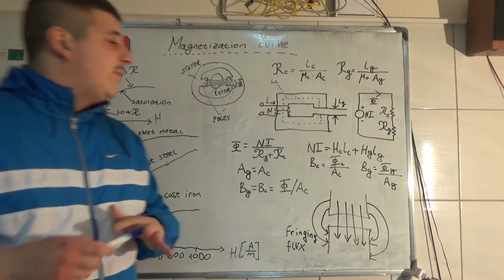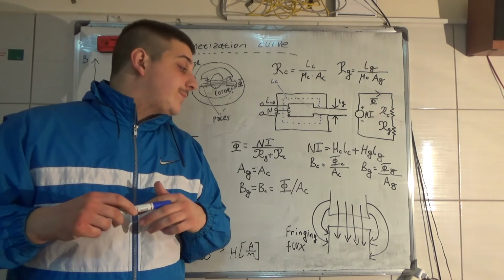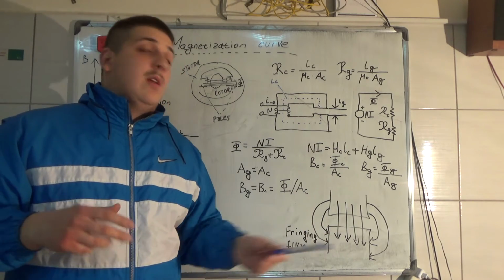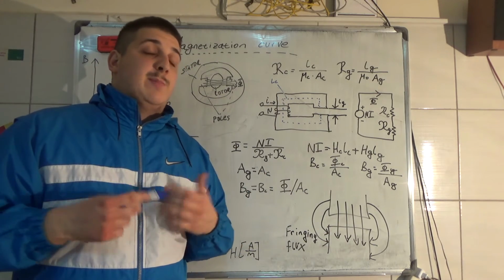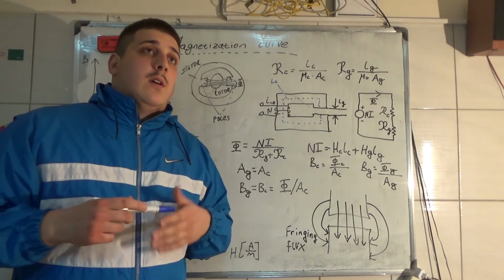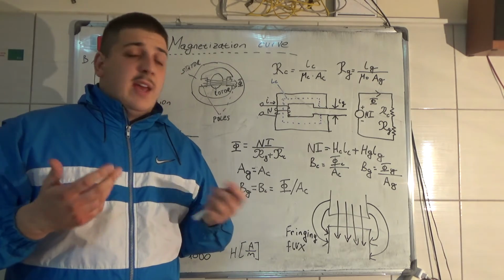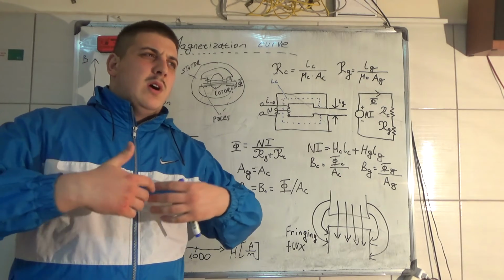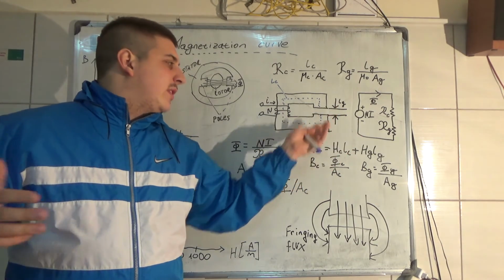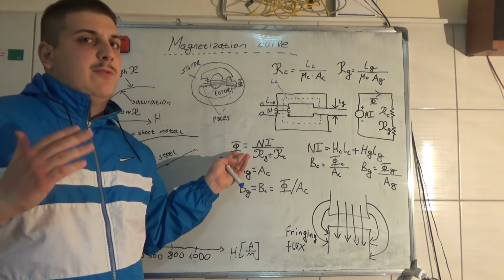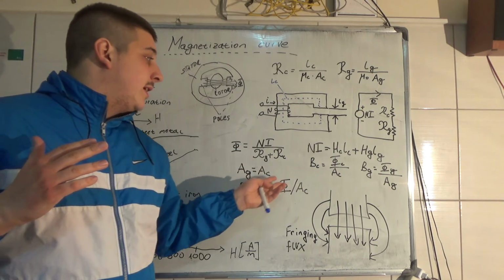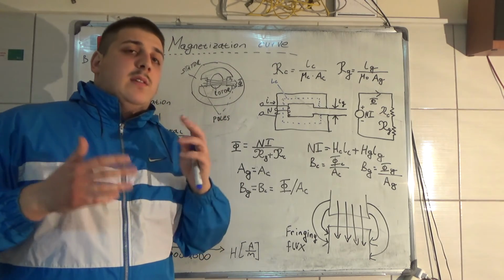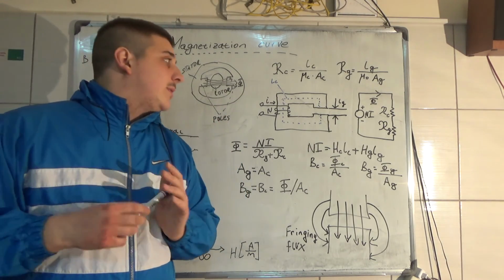So usually we say, okay, it's negligible, especially for the transformer, but in the air gaps we have some magnetic fluxes that go in the environment. So this isn't the most accurate formula. The flux in the core and the flux in the gap in reality isn't the same, but the difference is negligible.